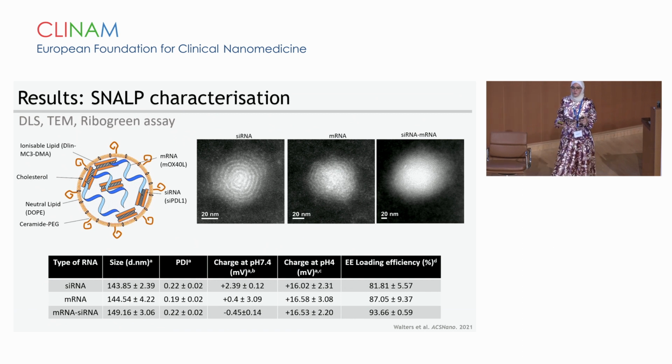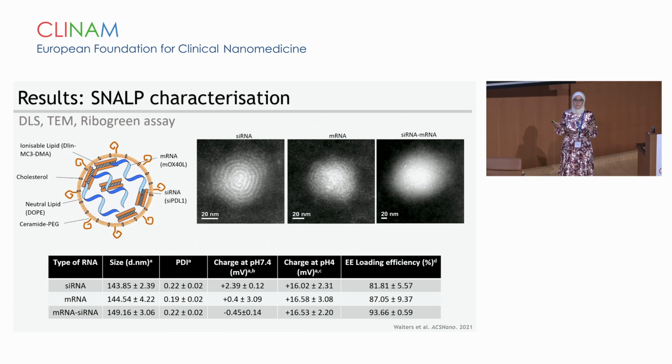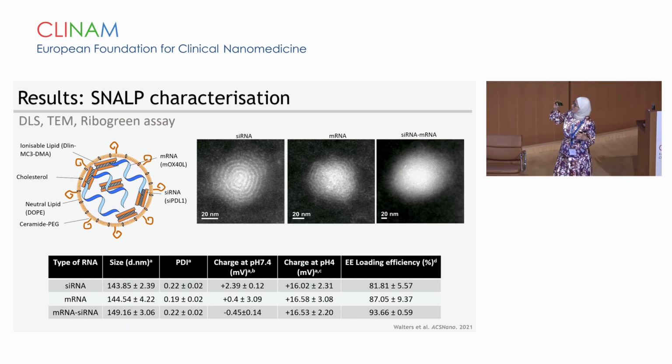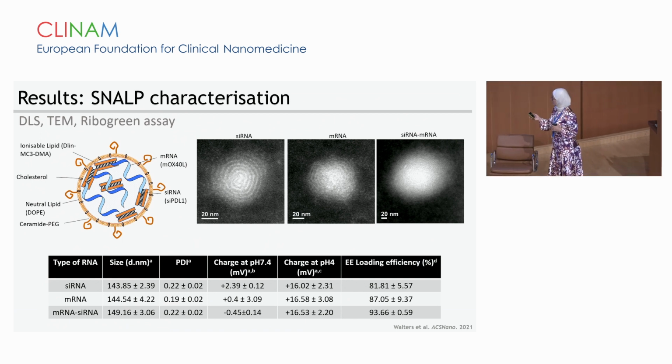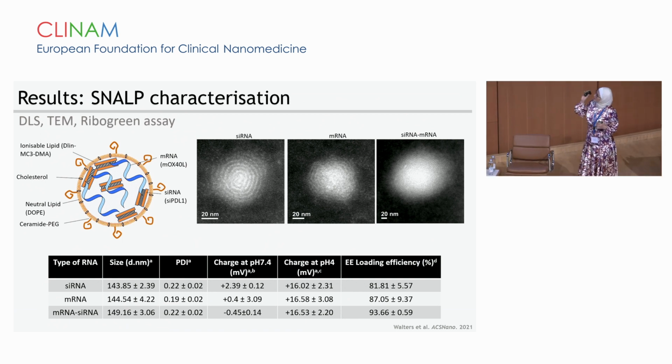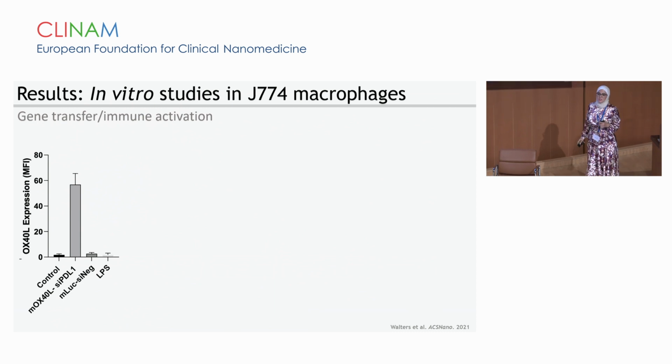The challenge here was really to co-load a small nucleic acid like siRNA with a big one like mRNA. So we optimized the loading method where we are able to equally load them successfully with encapsulation efficiencies above 80%. This is just an image showing a cryo-freeze-dried image of our lipid nanoparticles. So this was the surprise.